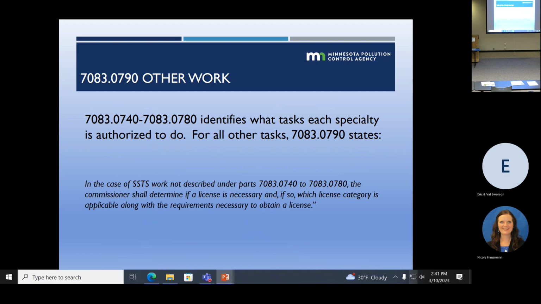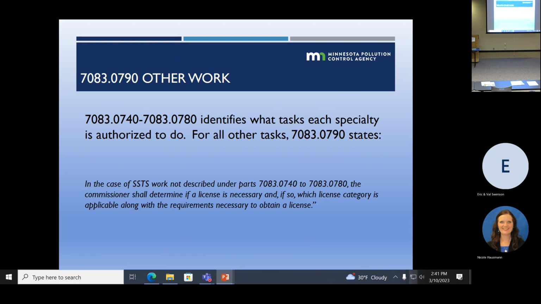And then the final thing that we'll chat about here is other work. So in 7083, there's a part for designers, there's a part for installers, inspectors, so on and so forth. And they all describe what each one of you can do for whatever specialty that you have obtained. But it doesn't catch everything.